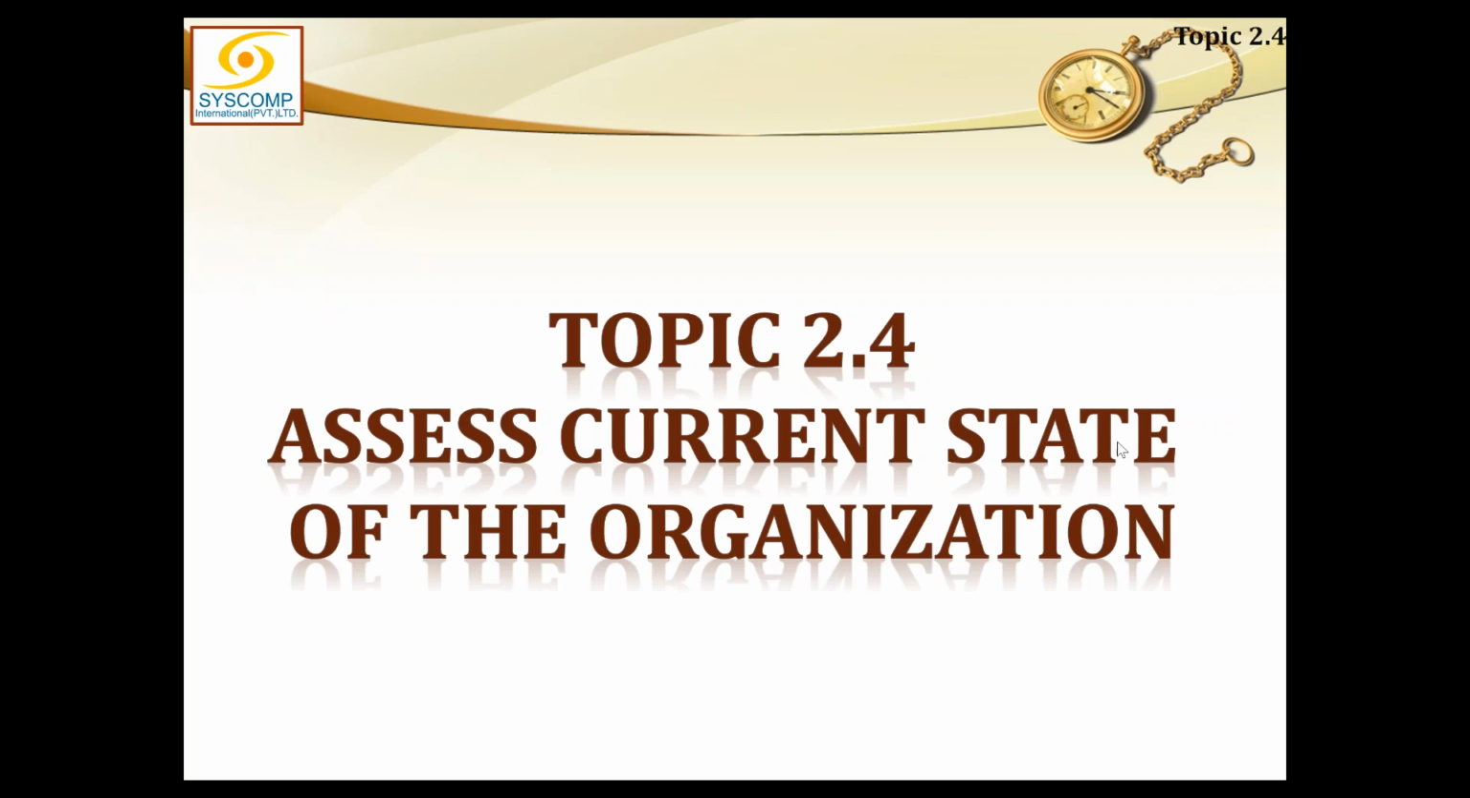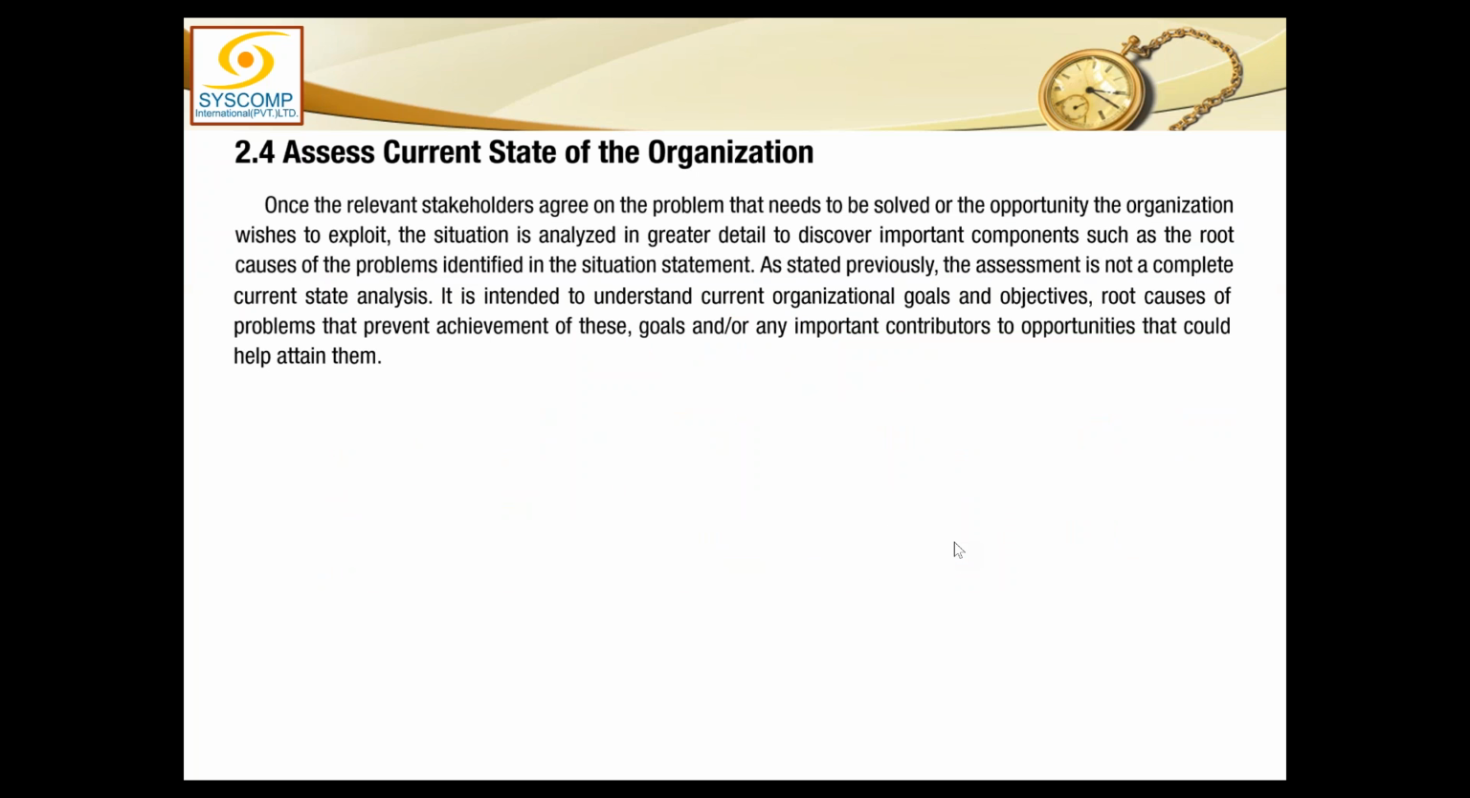After that, you assess the current state of the organization. Now I am going into the detail of the current state. Problem has been defined. Now is the current state. Assess the current state of the organization means once the relevant stakeholders have agreed on the problem that needs to be solved or the opportunity the organization wishes to exploit, the situation is analyzed in greater detail to discover important components such as the root cause of the problem identified in the situation statement. So for root cause, what is the tool you will be using? You may use Ishikawa, you may use decision tree models or any other model for that matter.